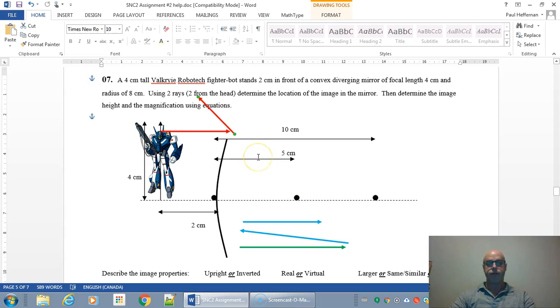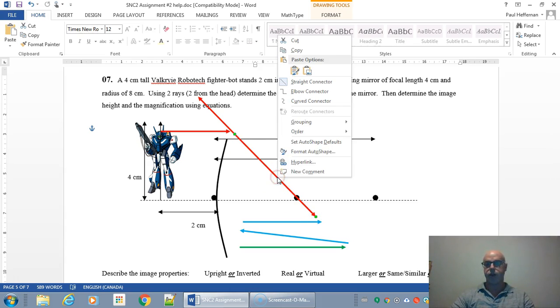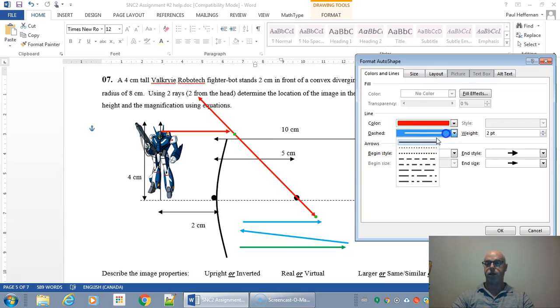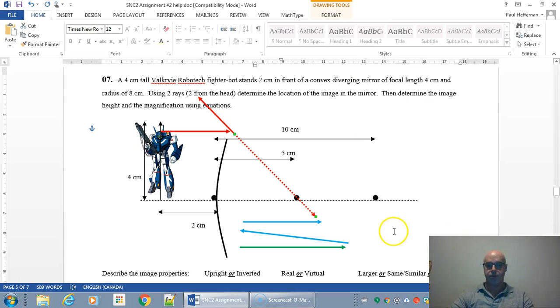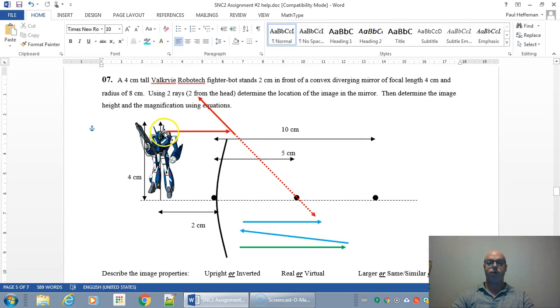Now you have to draw an extension line this time. It's going to go from our diverging ray there, and it's going to go towards the focal point. And just to show that it's going into the mirror there, I'm going to change it to be a dashed line. There we go. So that's one ray. If it's parallel, it bounces away from the focal point.